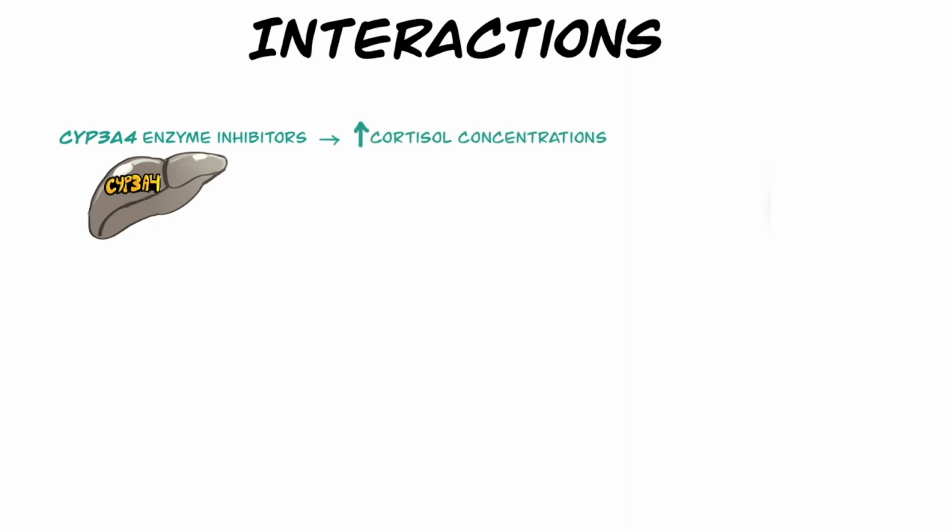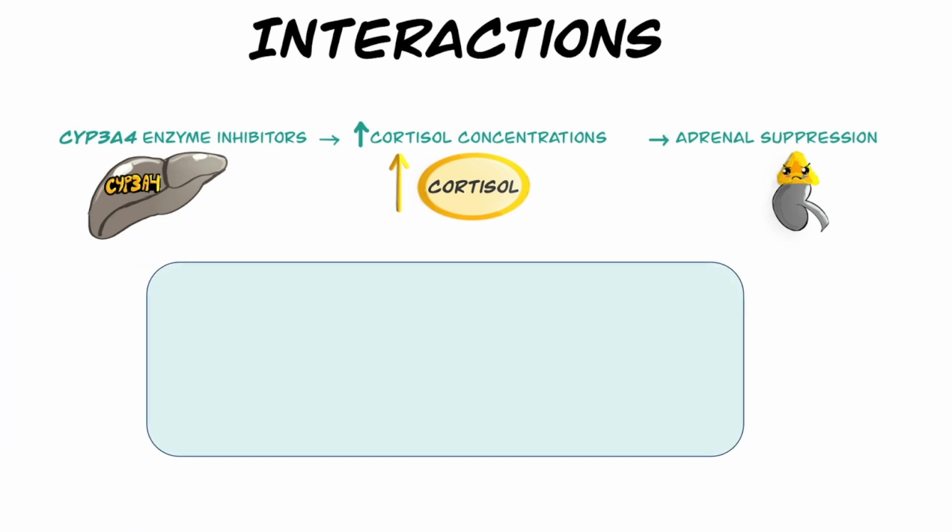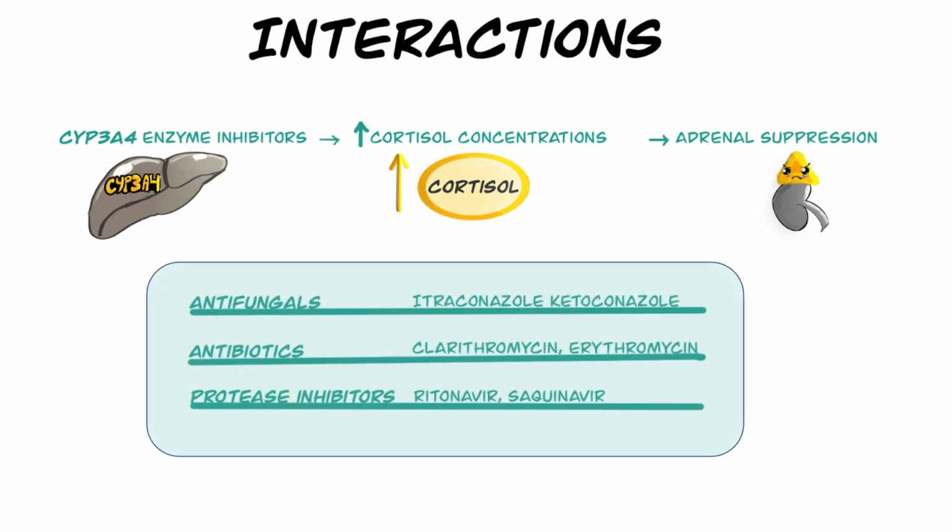So in terms of interactions, CYP3A4 enzyme inhibitors are known to increase endogenous cortisol concentrations. Therefore, when used in combination with glucocorticoids, there's an increased risk of adrenal suppression. So the below table includes a few examples of these types of inhibitors, such as antifungals such as ketoconazole, antibiotics such as the macrolides clarithromycin, and protease inhibitors such as ritonavir.